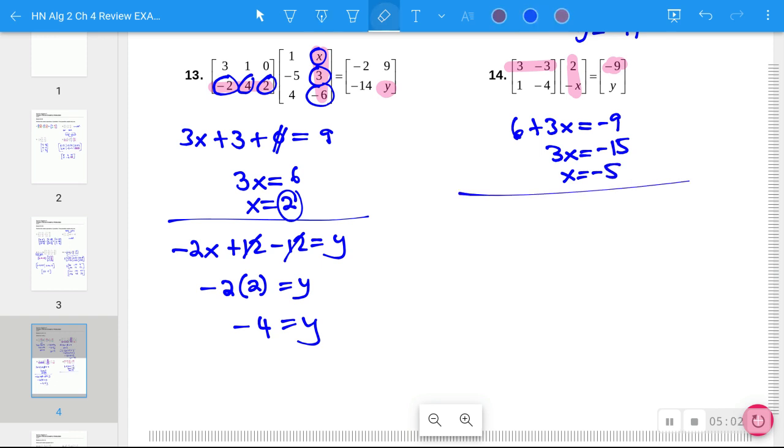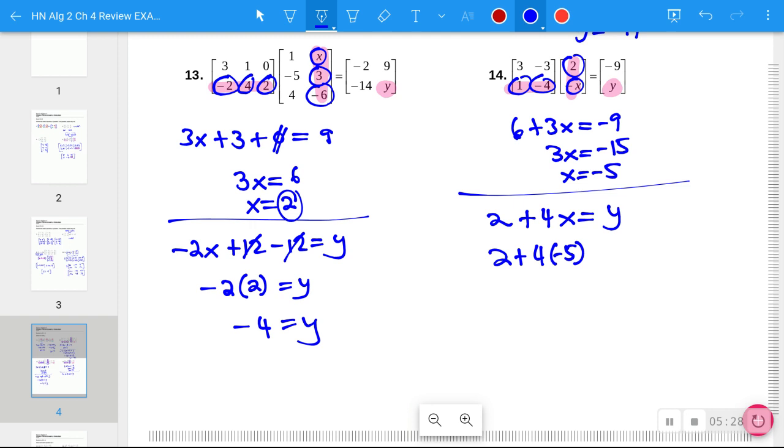Okay, now we have to shift to another row and column to get the y, and it's on the bottom. The y is on the bottom row, so you have to use that bottom row and only column to get it. And it's 2, and then plus 4x equals y, and we know x is negative 5. So we have 2 minus 20 equals y. In other words, y equals negative 18.